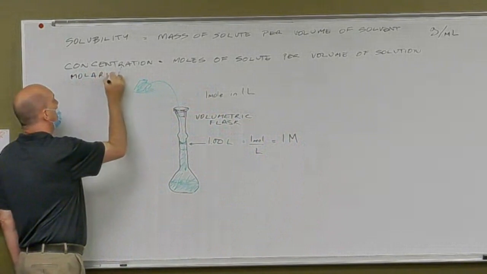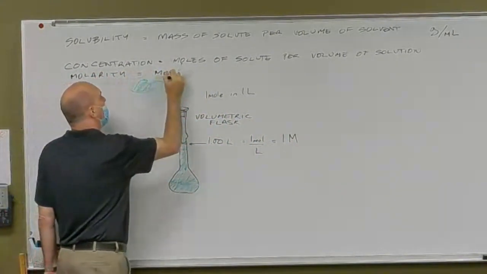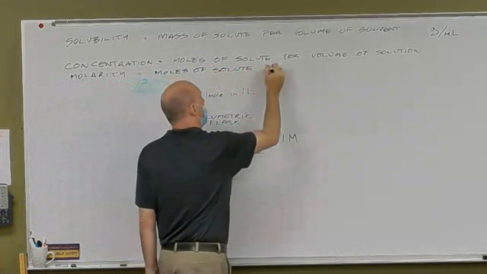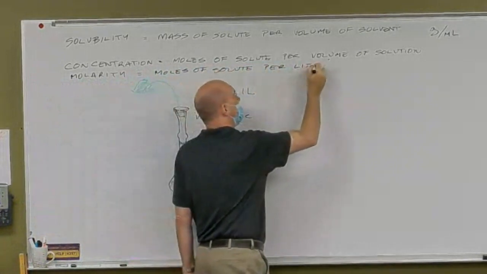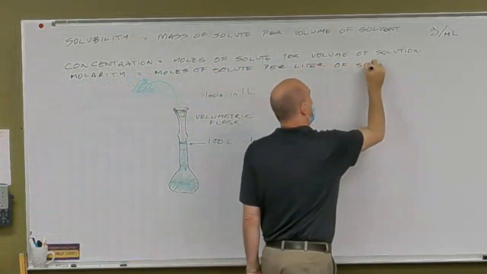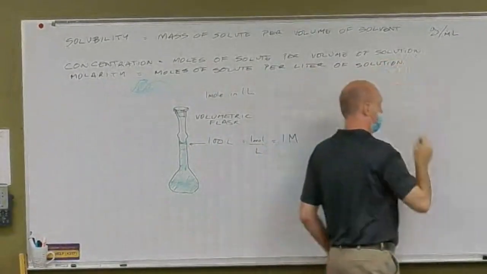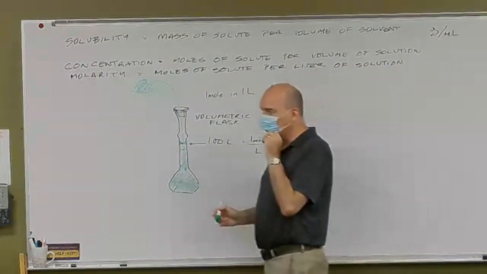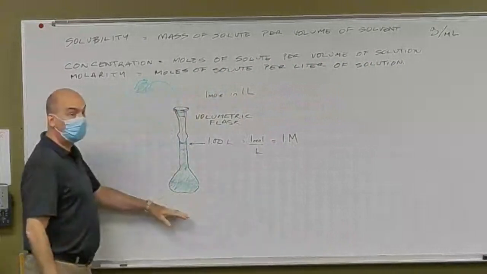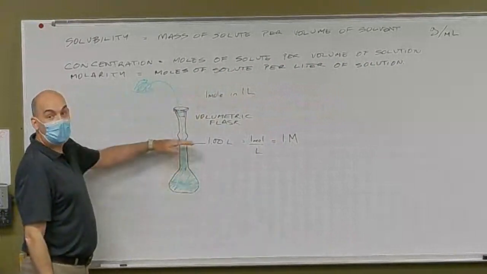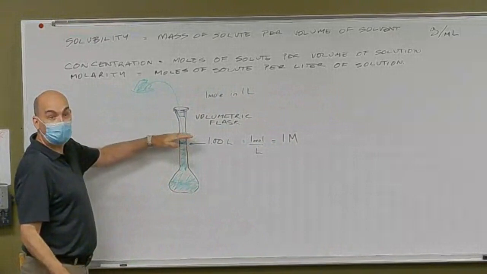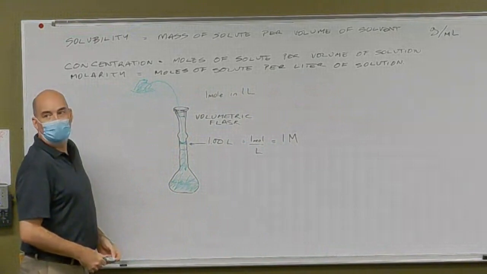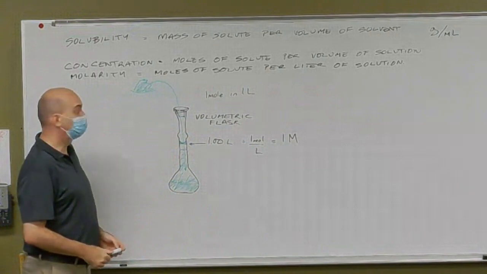Molarity is moles of solute per liter of solution. Okay? When we're working with molarity, it means you dissolve something and then dilute up to the final volume. If I did this wrong, I would get something else.